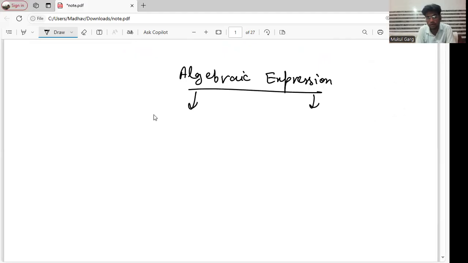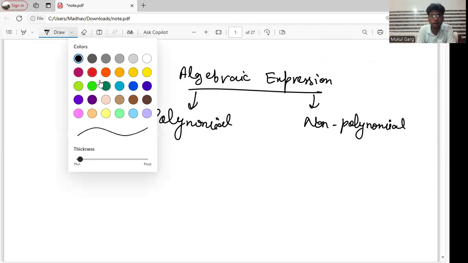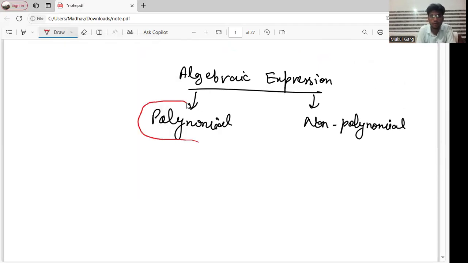The first one is what we call polynomial. Second one is called non-polynomial. Now, in this chapter, we'll be focusing only on polynomials. We'll be learning about what makes an algebraic expression a polynomial.